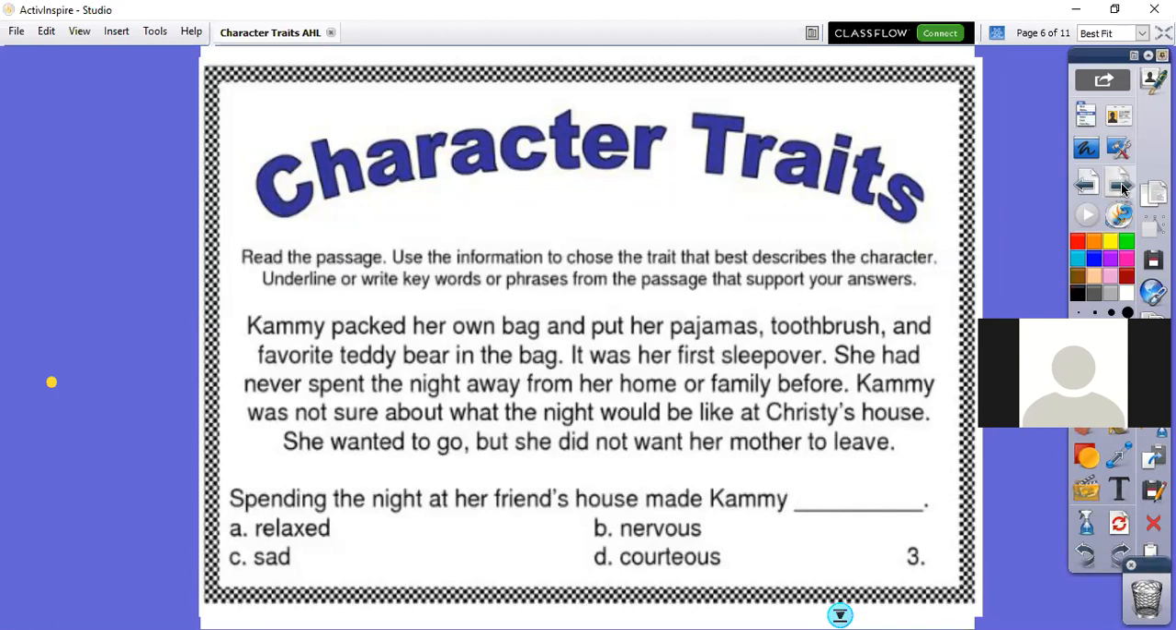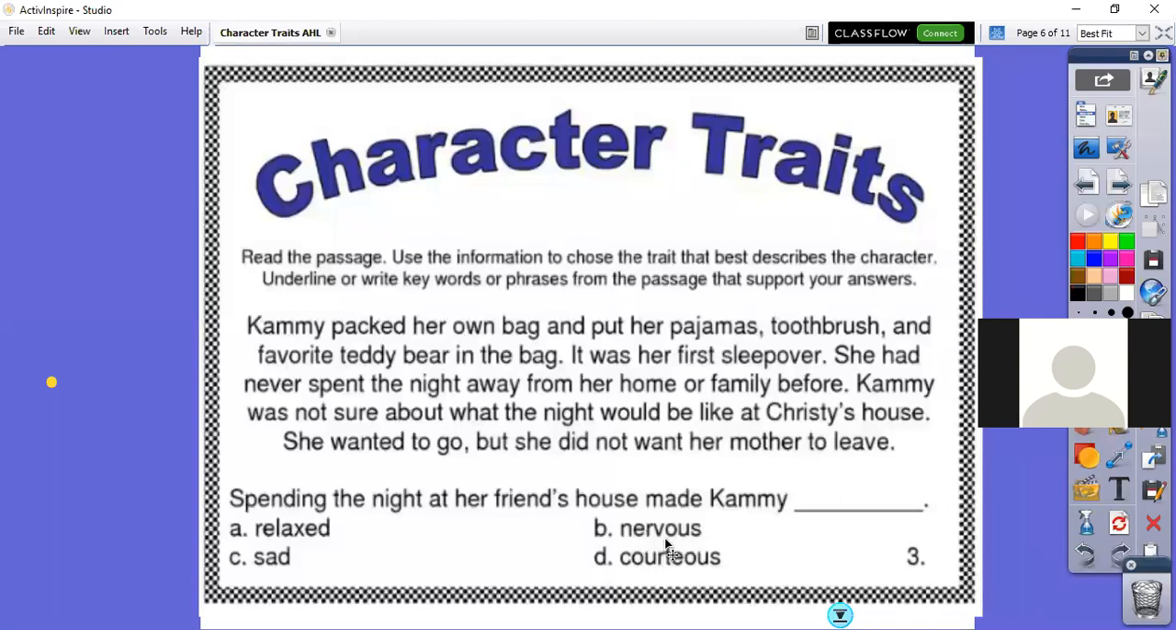So spending the night at her friend's house made Cammy what? A, relaxed? B, nervous? C, sad? Or D, courteous? Let's see. Good job, Genesis. Good job, Michaela and Zion and Heaven and Naomi. Good job, everyone. Yes, she is very nervous.